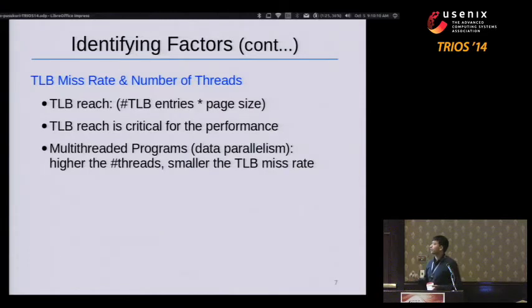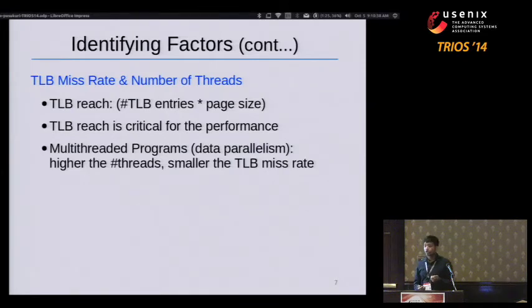So TLB reach is defined as the number of TLB entries multiplied by the base page size. TLB reach is very critical for achieving high performance for programs running on multi-core systems. For example, if the working set of a program is not covered by the TLB reach, it results in lots of TLB misses, and it degrades the performance of the application.